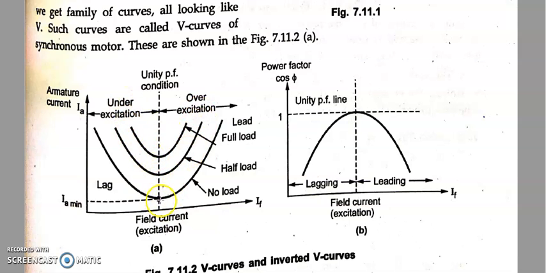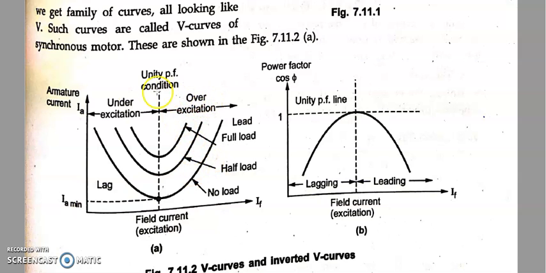Now coming from left to right, you can see again if I move from unity power factor to the right side, what happens? You can see the field current I am going to increase here. If the field current is increased, then again what happens? You can see IA will again increase, but this condition will be over excitation. Again this will be the leading condition.